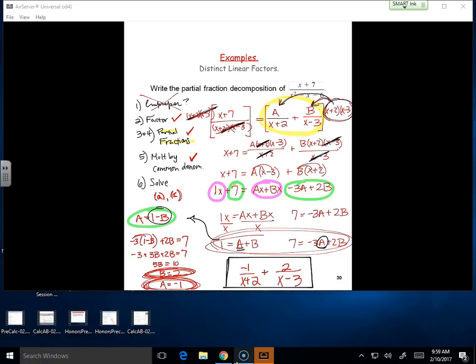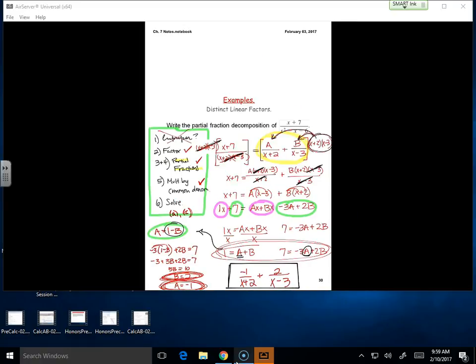Question: did the steps work? Yeah. Why, yes, indeed they did. So let's go try them again. Sound good? We gotta get a system down. We can get a system down, then we can use it whenever we need to find partial fractions.